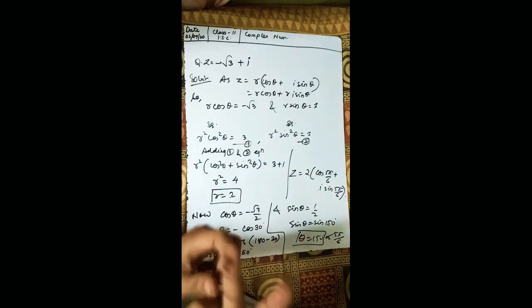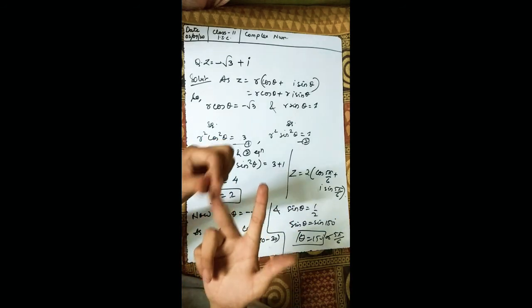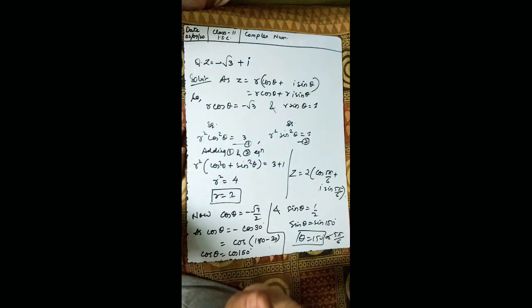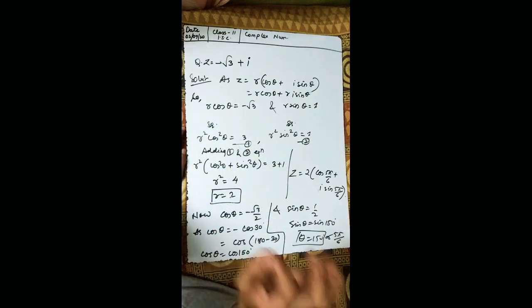Remember the two most important conditions. First one is r is greater than 0, and your theta lies between minus pi to pi. If you remember this criteria, you can easily solve any of the questions.